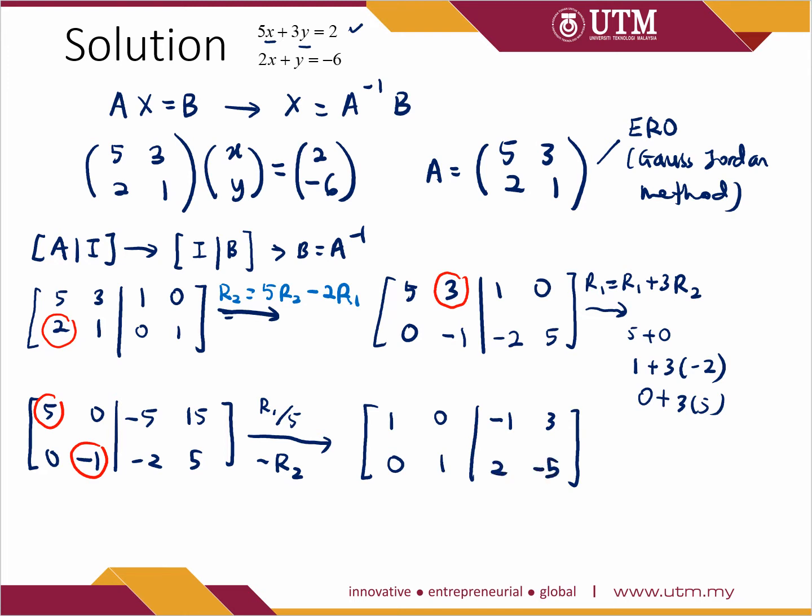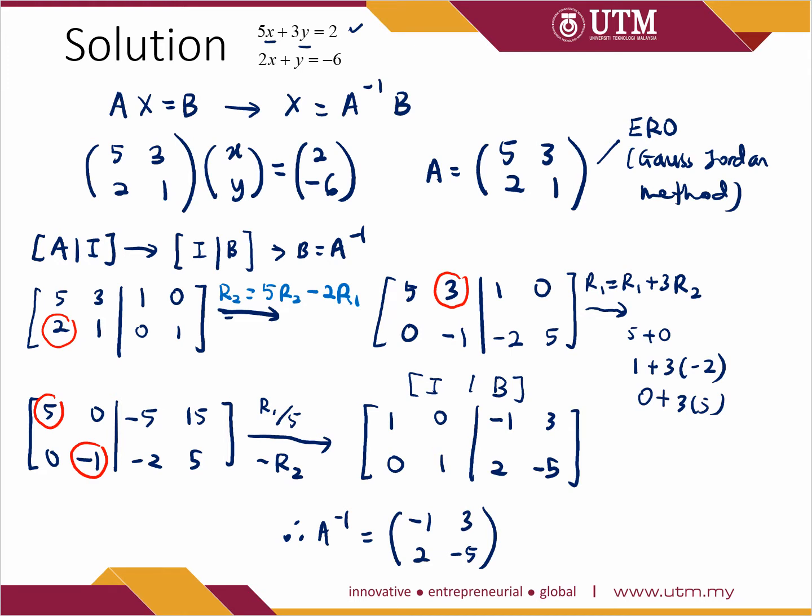So now we get the matrix in terms of the augmented matrix, which is identity augmented with another new matrix, where this new matrix is equal to the inverse matrix of A, where the inverse matrix of A is equal to negative 1, 3, 2, and negative 5. So now we have solved this inverse matrix.